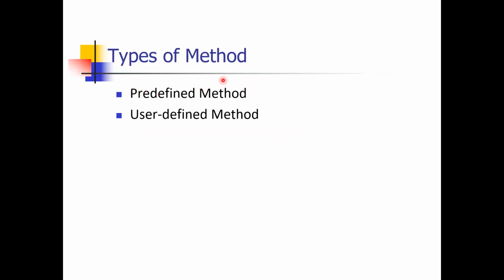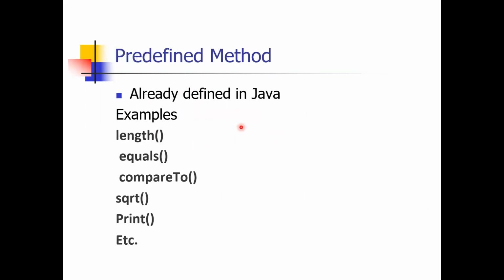Next is types of method. Now, a method can be predefined or user-defined. Predefined means that it is already defined in Java, which means we are not defining it ourselves.